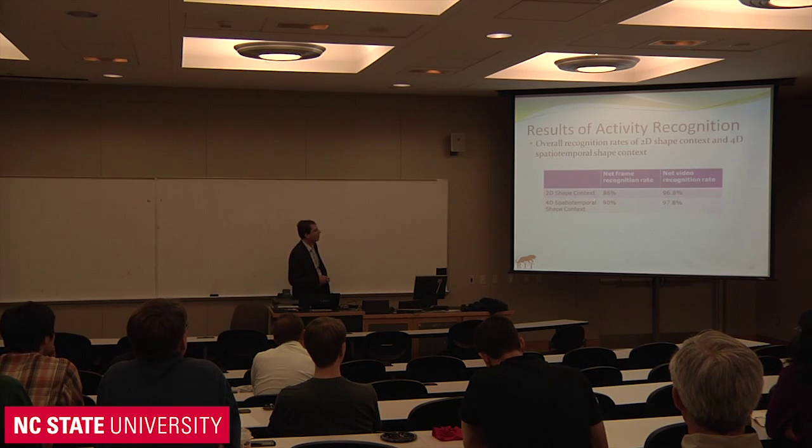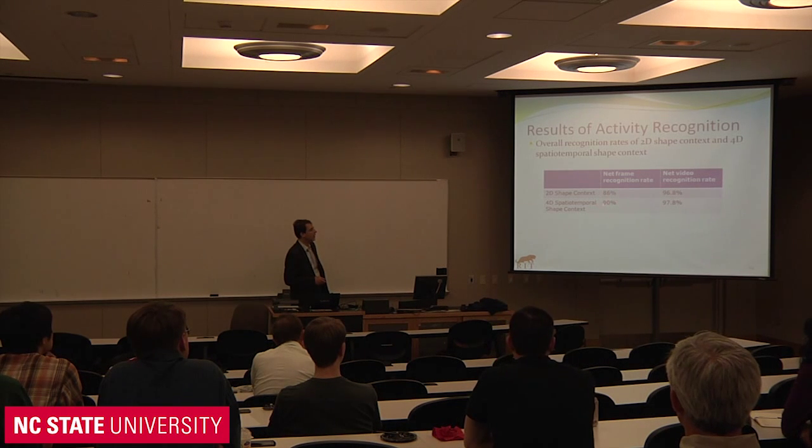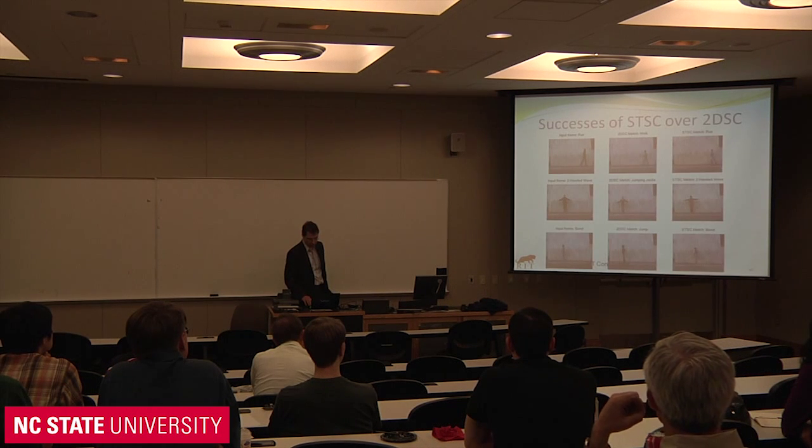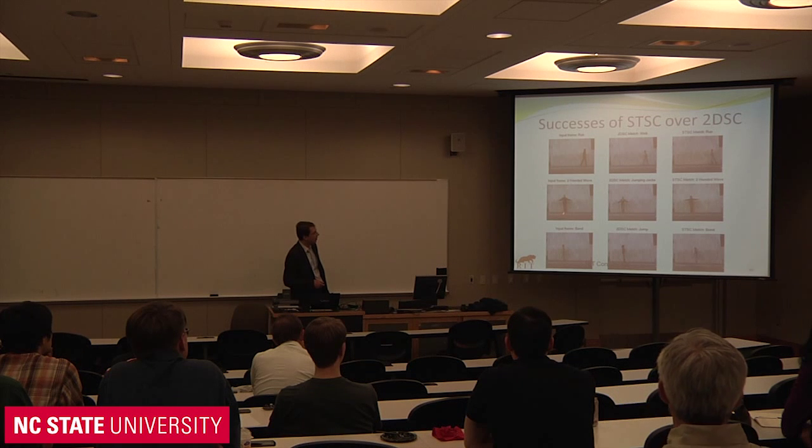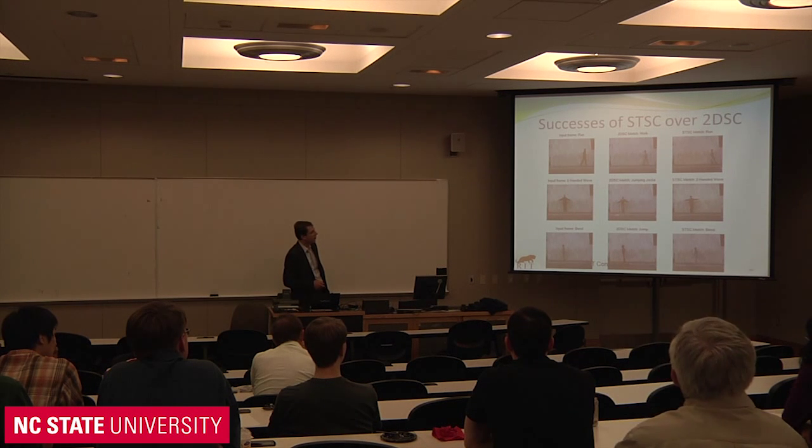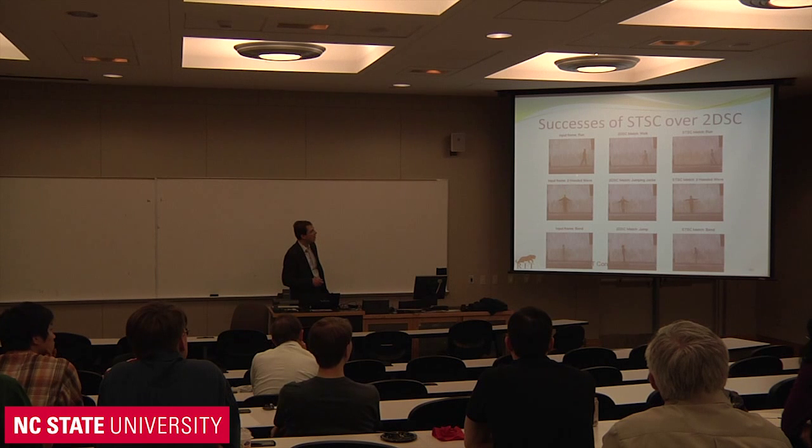So in general, the 2D shape context gave 86% recognition for frame by frame, or 96.8% for the whole video sequence, and the motion raised that to 90% and 97.8%. So overall, pretty good. These are some of the examples where the motion helped. You can see here, this is a two-hand wave, not jumping jack, so it was able to discriminate that. Similarly with walking and running, and so forth.